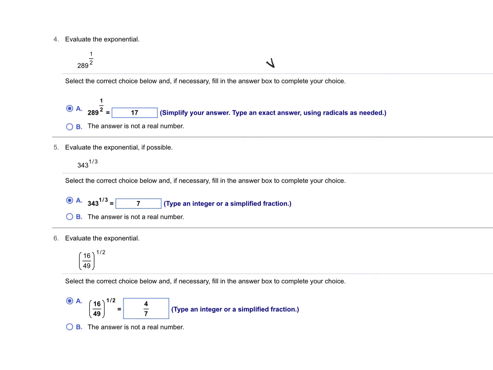289 to the 1/2 power is just asking for the square root of 289, which is 17. 243 to the 1/3 power is just saying what's the cube root of 343, which is 7.